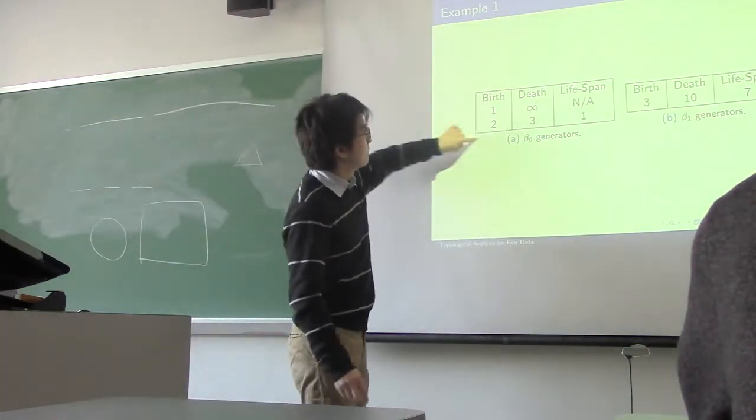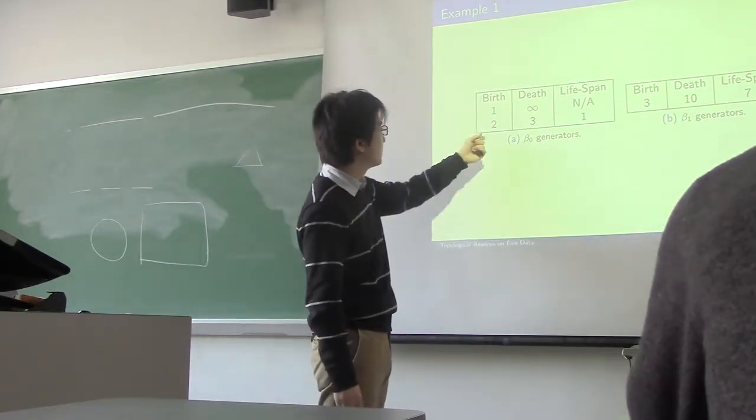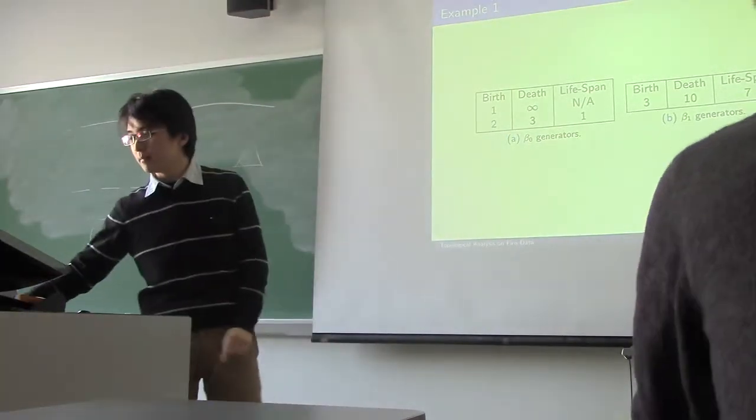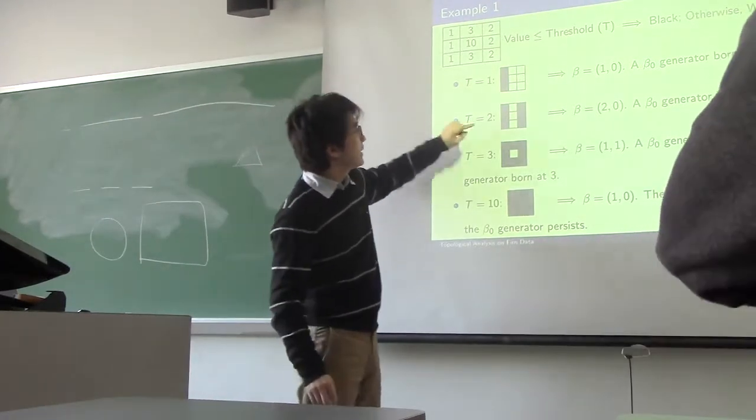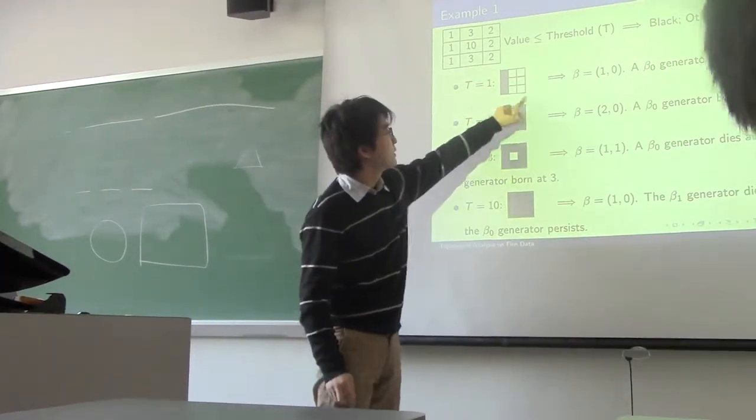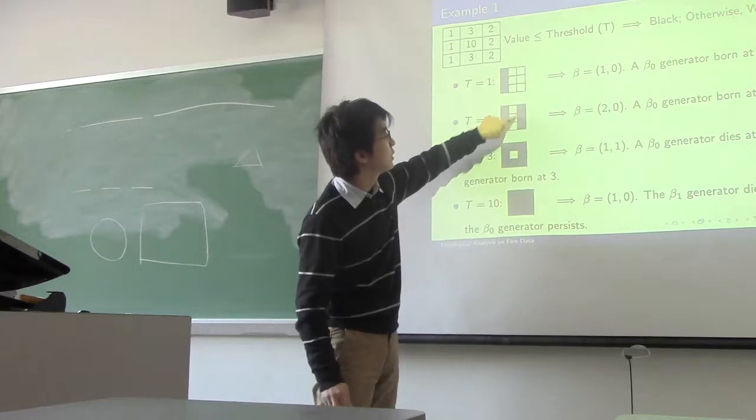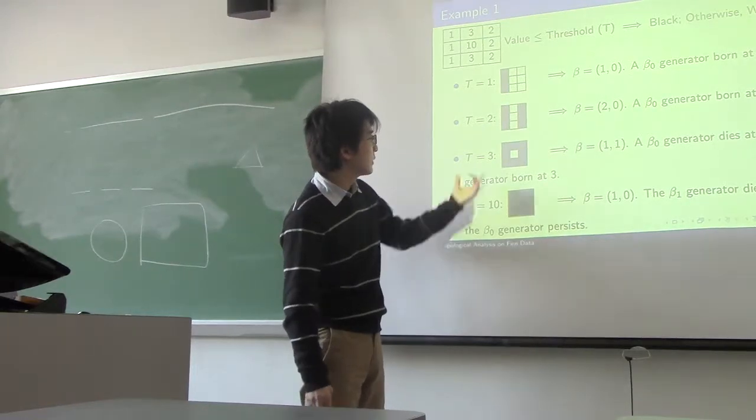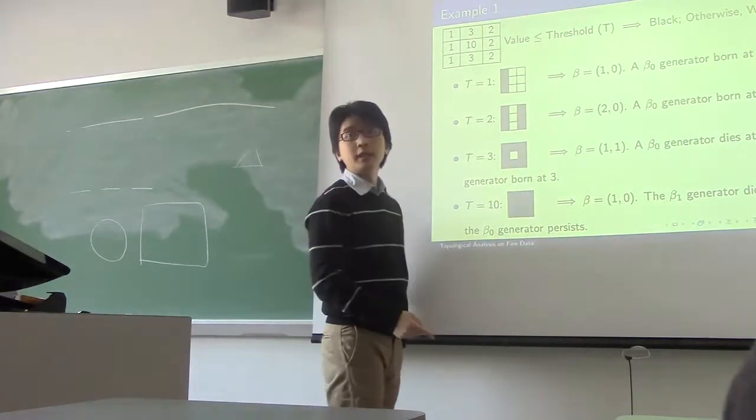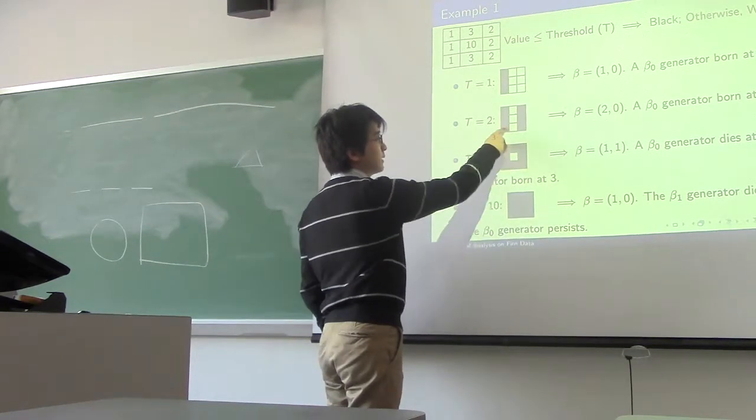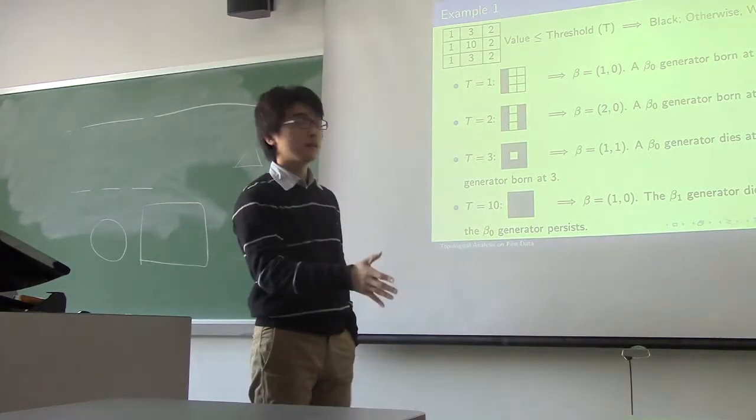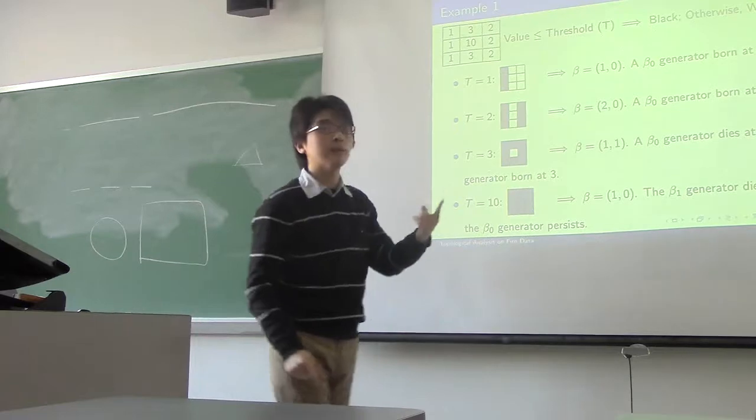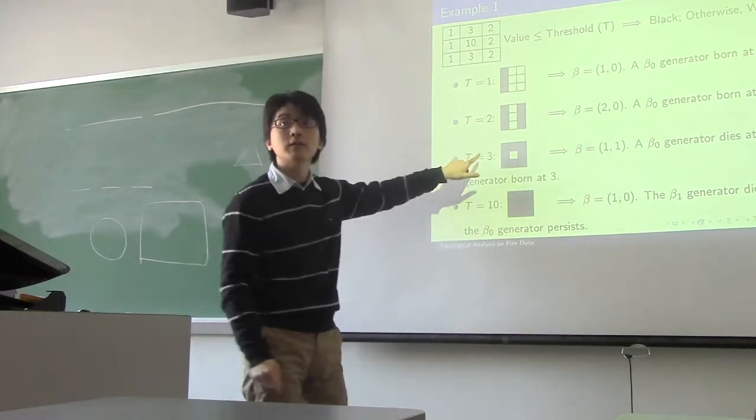So let's look at this one first. There is a beta 0 born at 2 and dies at 3. So what does that mean? Go back here, there is one beta 0 born at 2. At this threshold, this is a new component that forms. But at threshold equals 3, this component disappears because it grew together with this one. So this component dies. So we say this component has a lifespan of 1 because it forms at 2 and dies at 3.